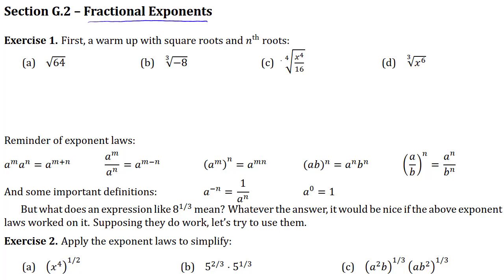All right, now that you've paused it and tried these and you're back to check your answers, here they are. The square root of 64 is 8 because 8 squared is 64. The cube root of -8 means we want to take something and raise it to the power 3 and get -8. Well, -2 to the power of 3 is -8. So the answer here is -2.